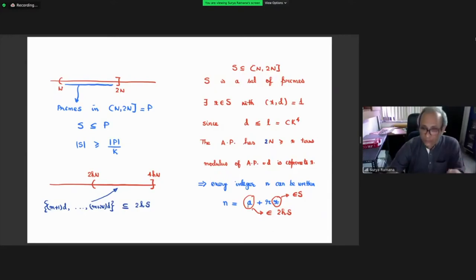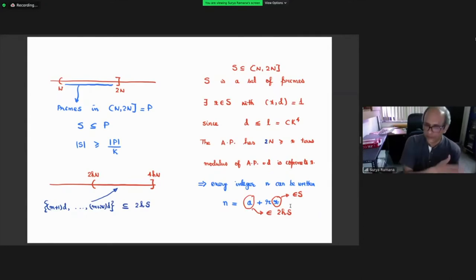Now, each term of this arithmetic progression A is itself a sum, can be written as a sum of 2H elements of S, and H is controlled by the density. So if I can bound the number R appearing here in terms of density, then I am done. Then I would have shown that sufficiently large integers can be written as sums of elements of S, and I know that I have explicit bounds on the number of summands.